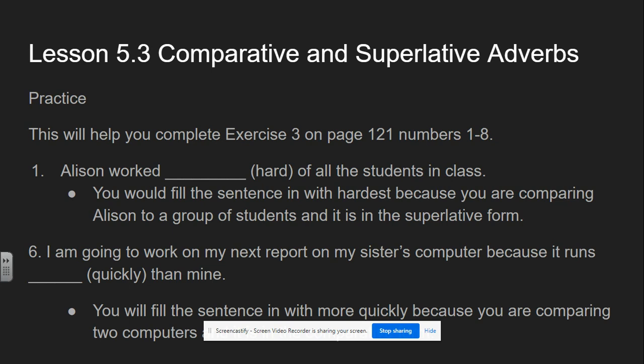Please write this information down in your notebooks. And I apologize that that box is covering at the bottom of the screen. It just says you are comparing two computers and it's in the comparative form. I apologize for that. So stop, write this in your notebooks, and then come back for the next screen.